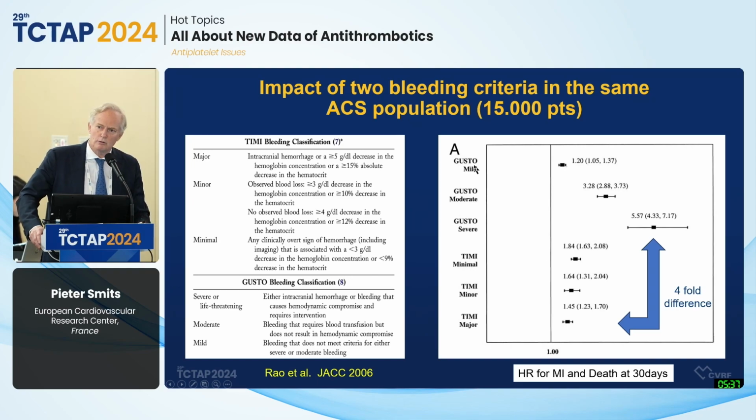We have TIMI, GUSTO, GRACE, CURE, ACUITY, HORIZONS, ISAR3, and so on. And if we only compare, for instance, the original TIMI classification with the GUSTO classification in the same population, we see that there can be a huge difference in outcome on hazard ratio for MI and death at the first 30 days. It could be a fold difference if one uses the one or the other criteria for major bleed.